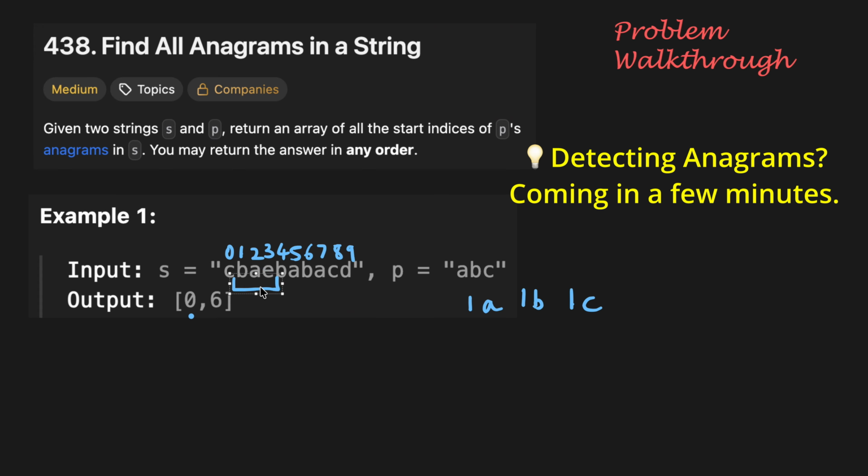At index 1, the substring is BAE. It has an E which P does not have. Not a match. We keep sliding and come to index 6 where the substring is BAC with 1A, 1B, 1C again. Another match. We record index 6 and we continue until we reach the end. Our final answer has indices 0 and 6.